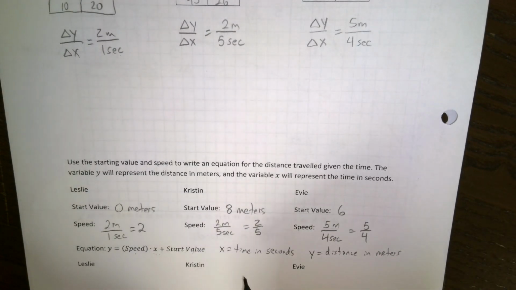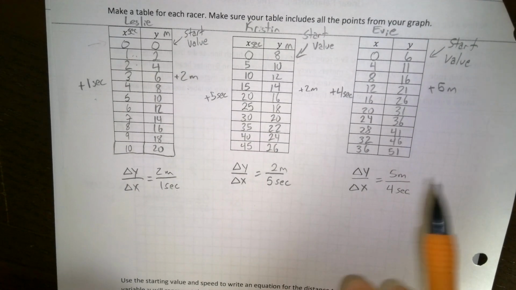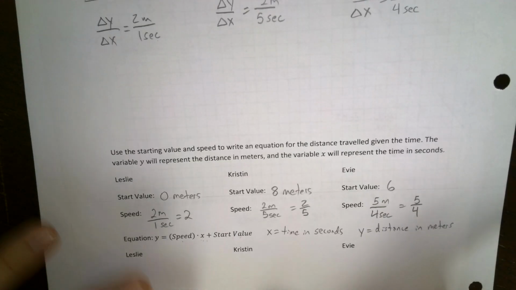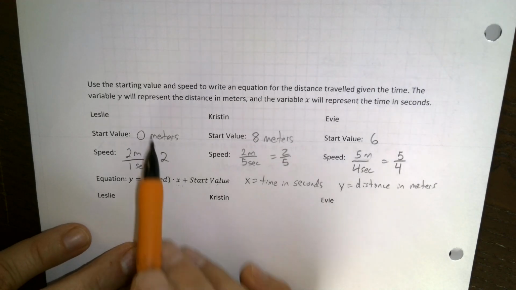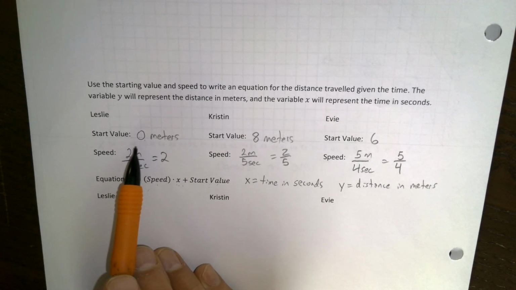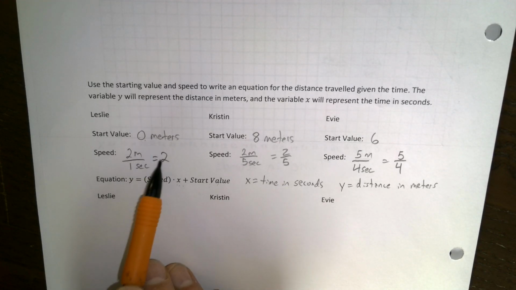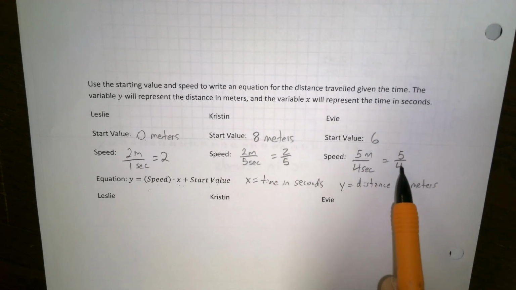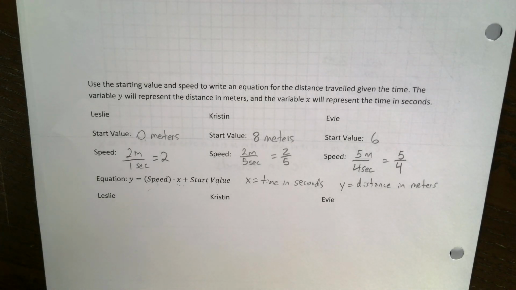Now the reason I point this out is that we have all sorts of different values for these. Just look at our table, right? There's a bunch of x-y pairs for each racer. So there's a ton of them. But the speed and the start value are specific to the racers, right? Leslie has an absolute starting value of 0. There's no other value for Leslie. And her speed is 2 meters a second, right? So we know definitive values for Leslie. And same thing with Kristen, and same thing with Evie.